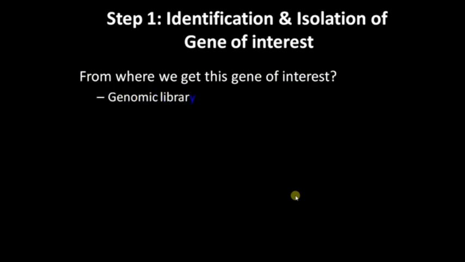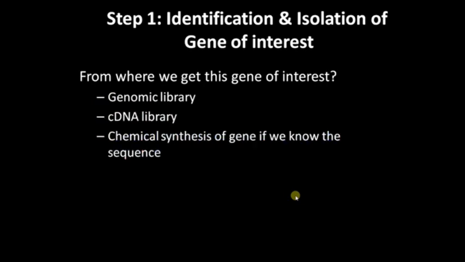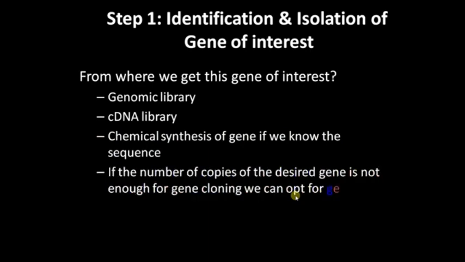In recombinant DNA technology, from where do we get this gene of interest? There are different resources for getting our gene of interest. These include a genomic library, cDNA library, chemical synthesis of a gene if we know the sequence. If the number of copies of a particular gene is not sufficient for gene cloning, we can amplify that using polymerase chain reaction, a gene amplification technique.